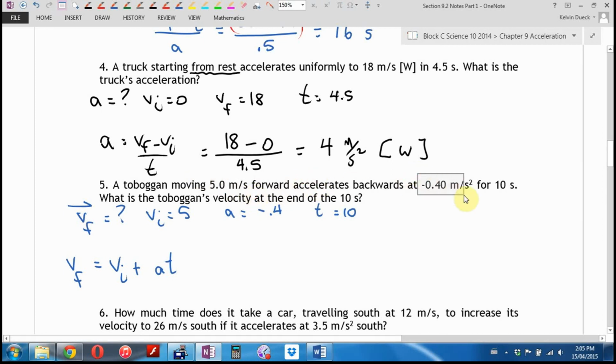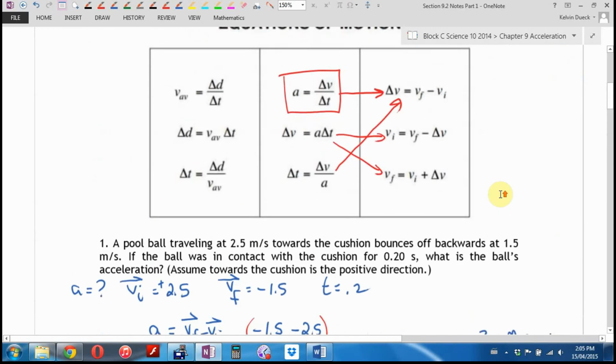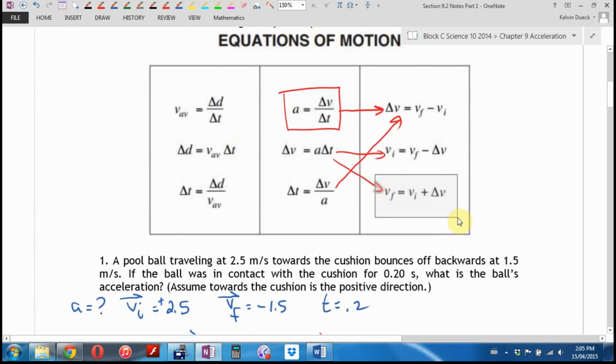Accelerates backwards, negative. Now, if they hadn't put the negative there, I would have put one there anyways because it did say backwards, but they were nice. They said negative meters per second squared, it's an acceleration. There's time. Okay? Now, I have to go to the previous page because it wants me to find V final. This one.